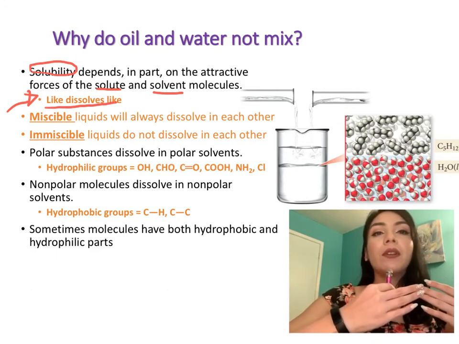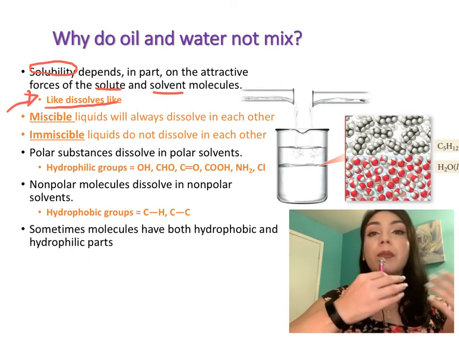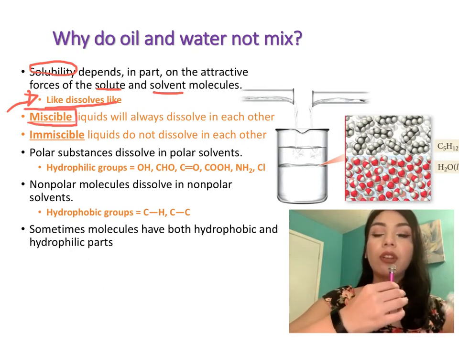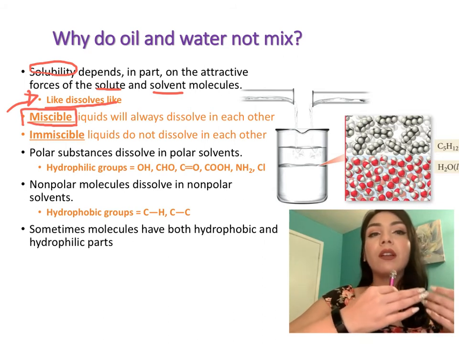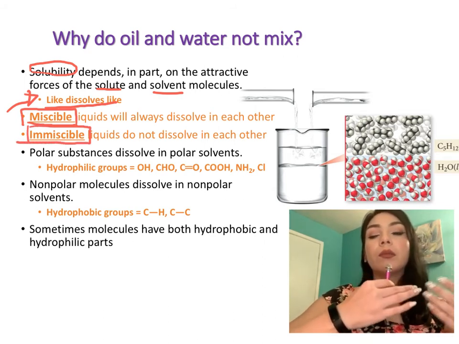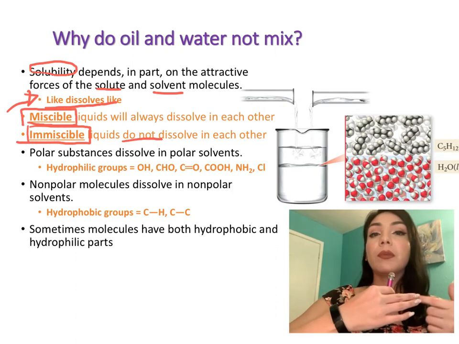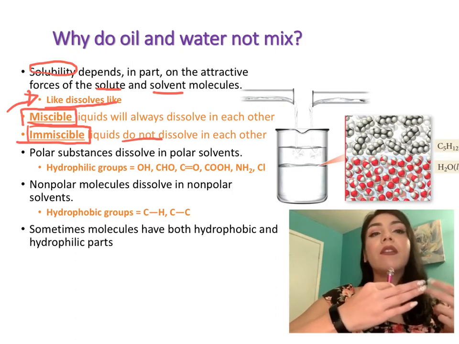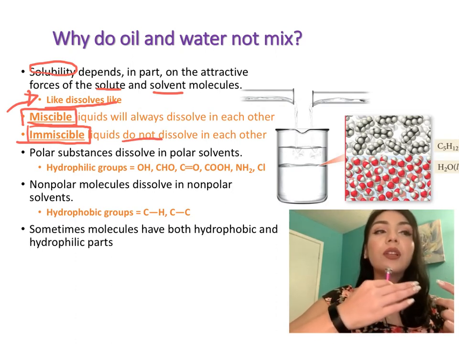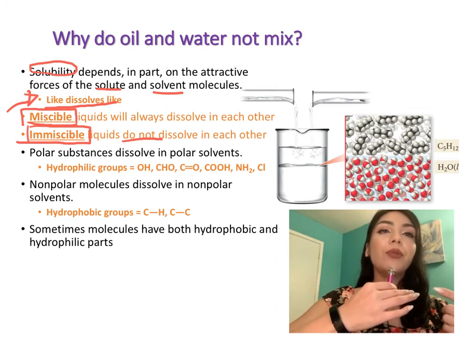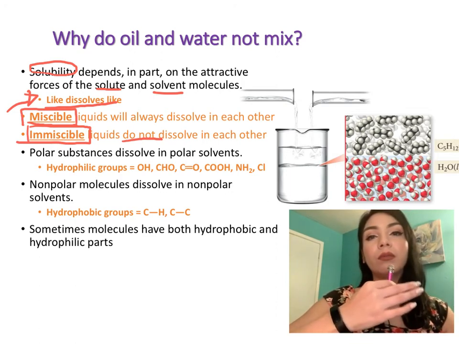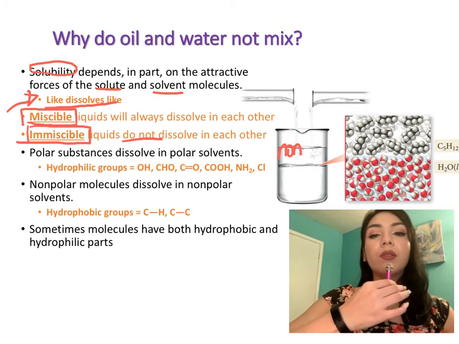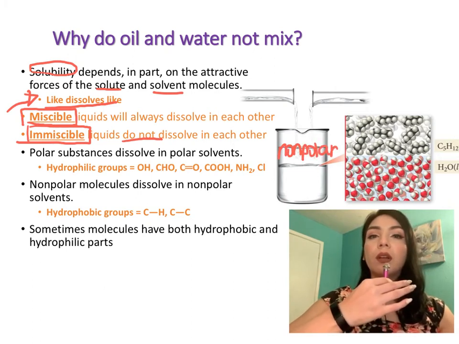Whenever you have two liquids that are alike, they're going to be miscible, so they're going to dissolve in each other. Whenever you have two liquids that are immiscible, so for example, something nonpolar and something polar, they're not going to dissolve in each other. And that's actually what you see whenever you add oil to water. You'll see that the oil just floats on top of the water.